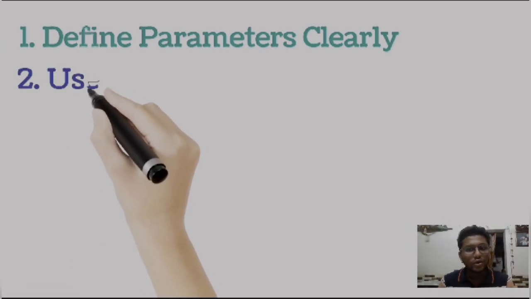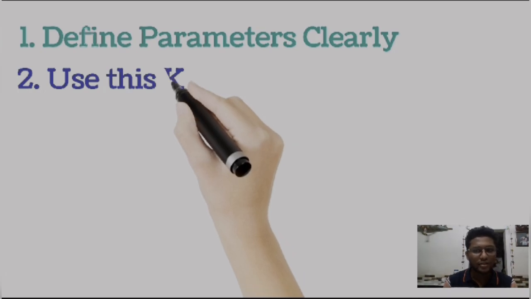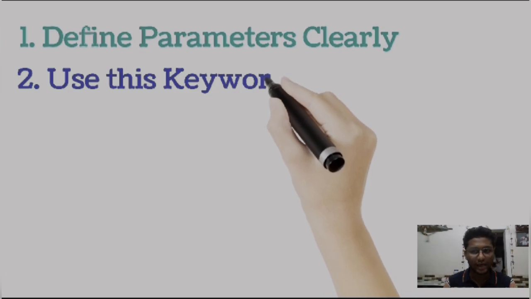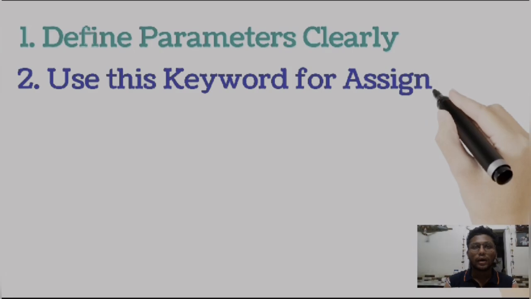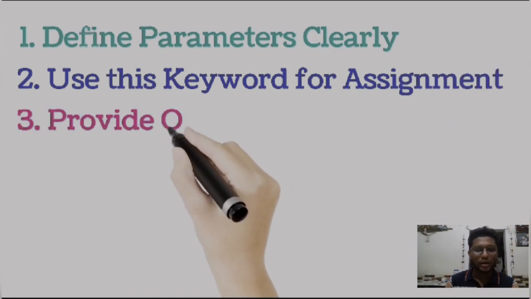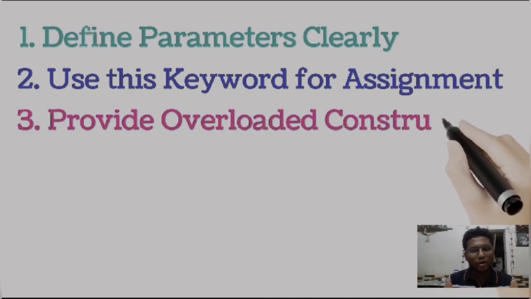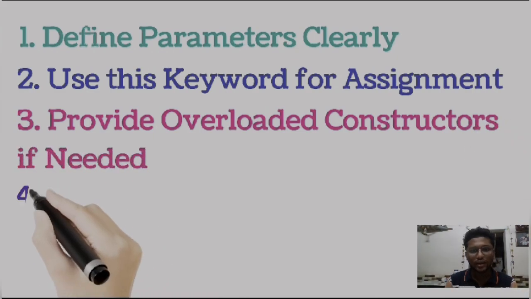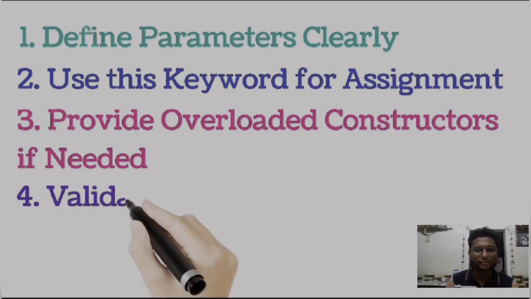The second is to use the this keyword for assignments. The this keyword distinguishes between the class field and the constructor parameter when they have the same name, which helps make the code more reliable. Third is to provide overloaded constructors if needed. Offer overloaded constructors to give flexibility in object creation. This allows the user to create objects with various amounts of initial data.